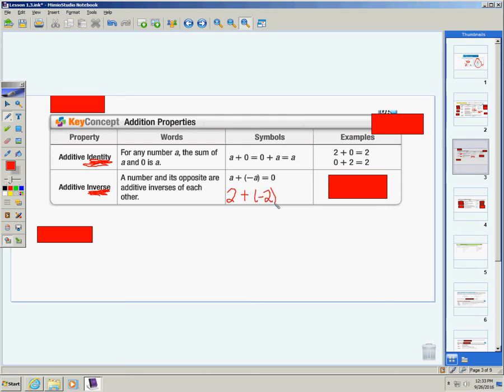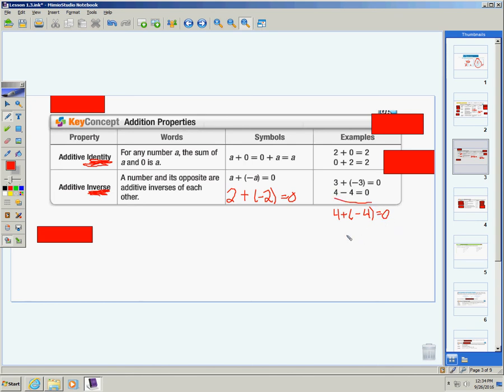And we've got some examples. 3 plus negative 3 is 0. And the second one doesn't look like it would be an opposite, but remember, adding a negative is the same thing as subtracting a positive. So 4 plus negative 4 is 0, but that's also 4 minus 4 being 0, which is technically an additive inverse.